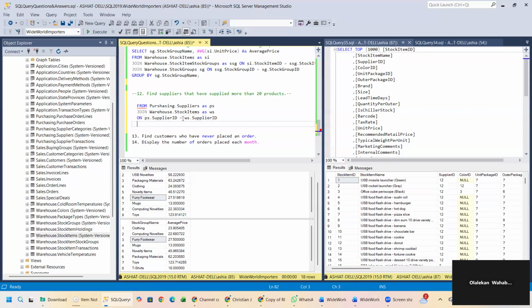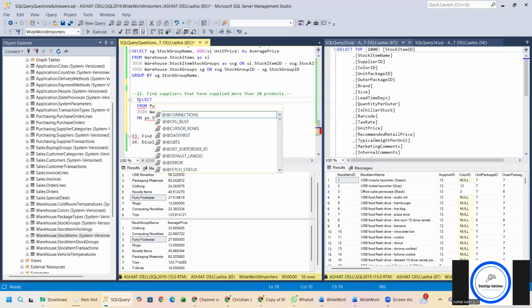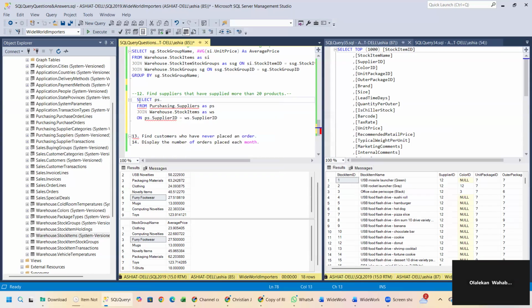So we are doing group by. Let's come back to the group by. Should I go for the group by first, or select? Let's select first. So select PS.supplier ID.